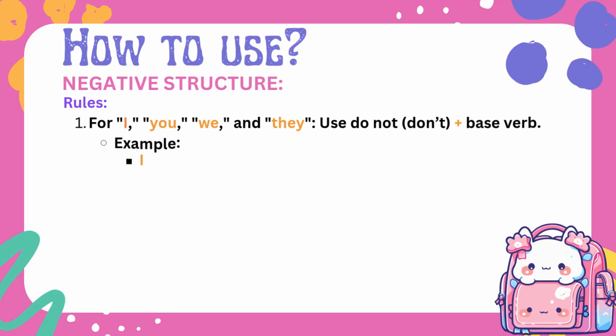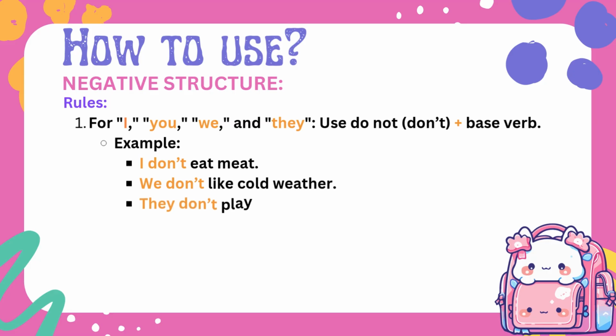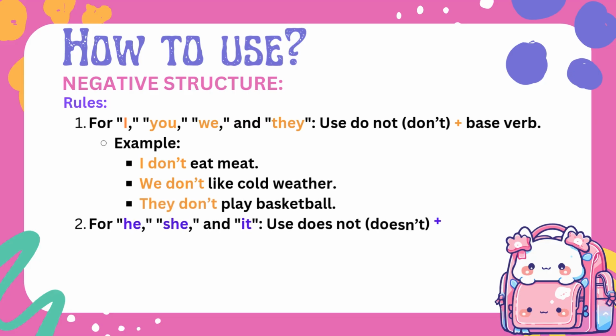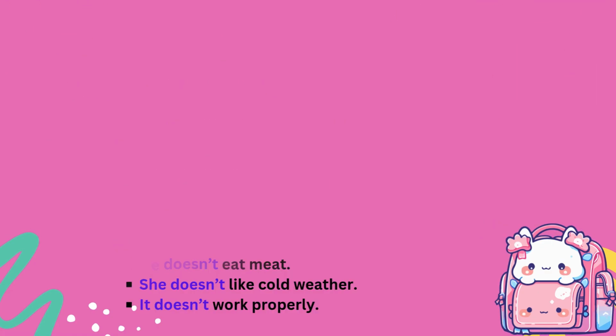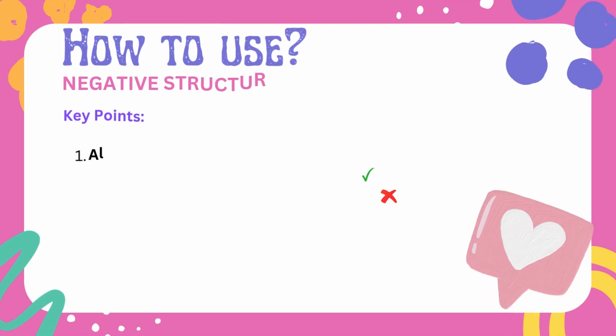For I, you, we, and they, use do not or don't plus the base verb. For example, I don't eat meat. We don't like cold weather. They don't play basketball. For he, she, and it, use does not and the base verb. He doesn't eat meat. She doesn't like cold weather. It doesn't work properly. Always use the base form of the verb after don't or doesn't.